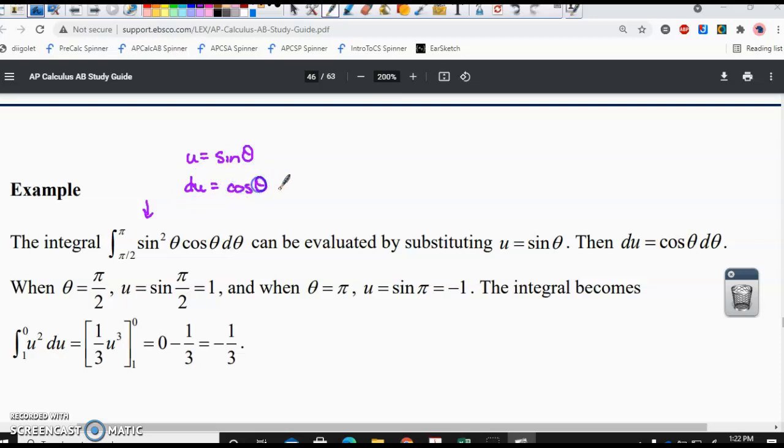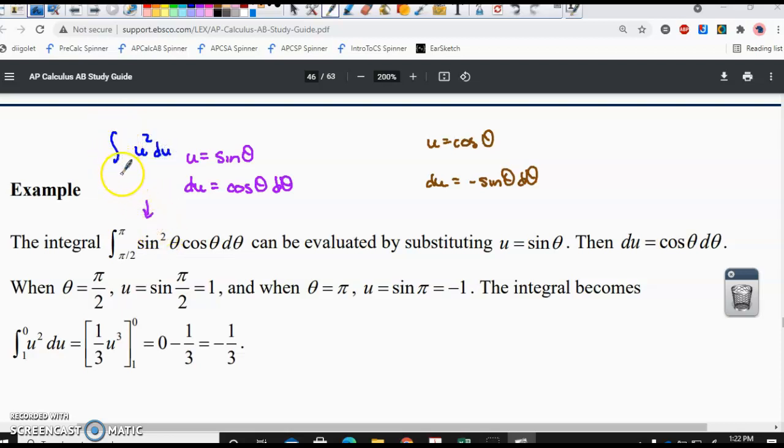And then your du would be cosine theta d theta. Now, if that exponent wasn't there, can you see how we could have had u equals cosine theta, and then du would equal negative sine theta d theta, right? Which, again, we can always adjust with constants or coefficients by division. But because this was raised to a power, this was definitely going to be a u squared du.